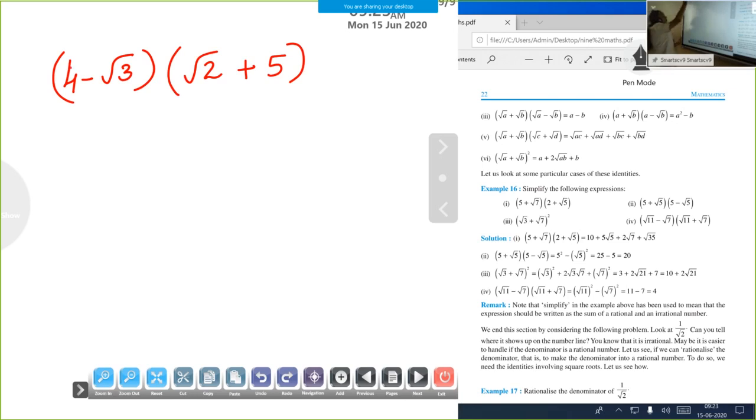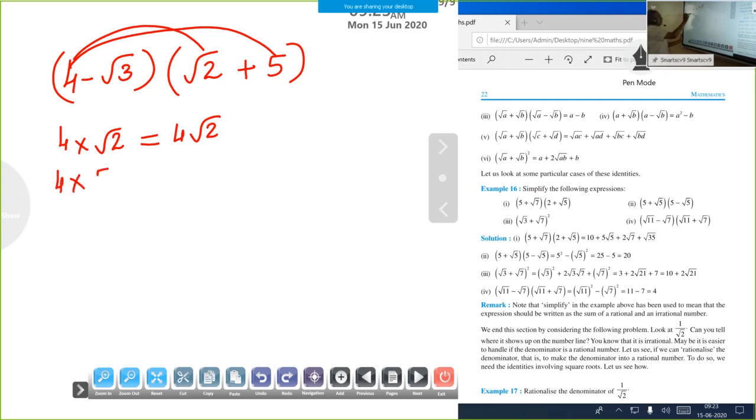First you multiply this 4 with both the terms. First step is 4 into root 2. What is the value of 4 into root 2? 4 root 2. Second, multiply 4 with 5. What is the value of 4 into 5? It is 20.